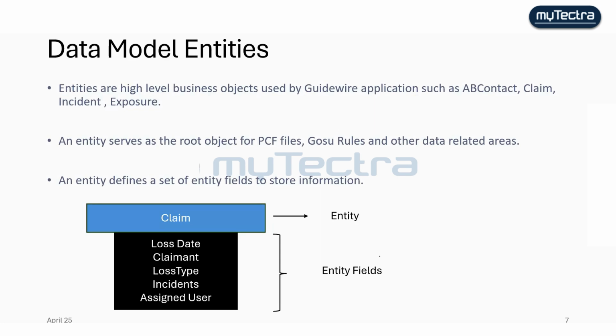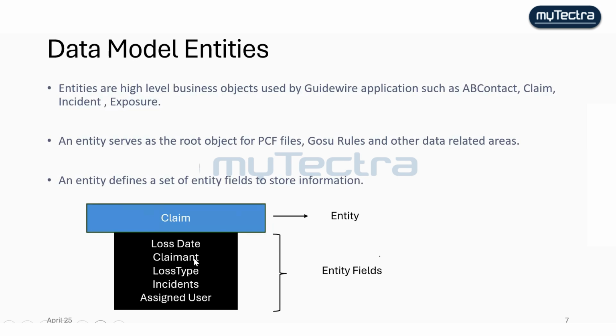Then an entity defines a set of entity fields to store information. This is very basic, but we'll just brush it up. The claim entity is a table, and these are all the columns on the claim entity table. For your object, these are all variables of the object. How many types of fields can we see? This is a simple column, which has no relationship with anything else. Plainly, a simple column.